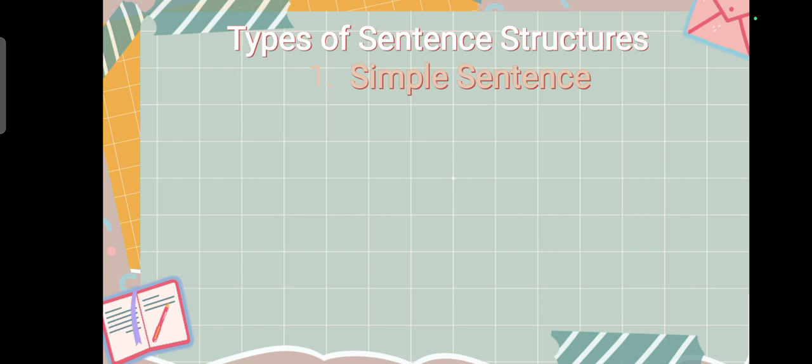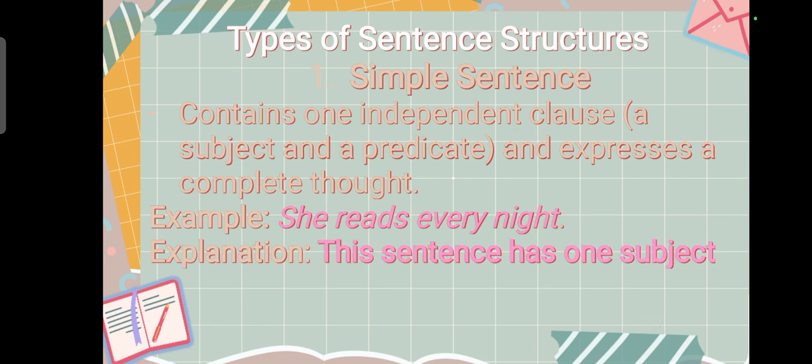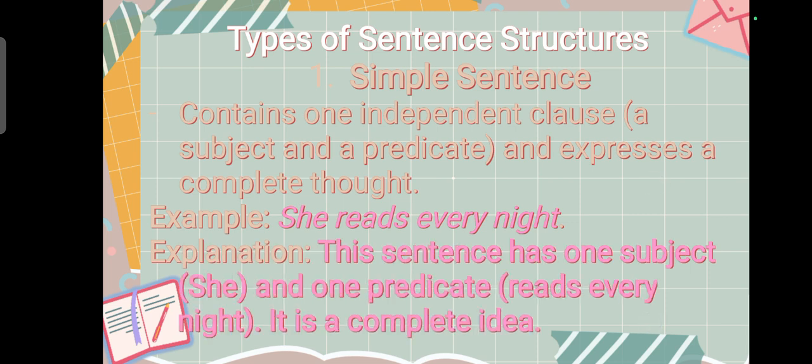Okay, so what is a simple sentence? It contains one independent clause, or a subject and a predicate, and expresses a complete thought. So when we say independent clause, it can stand alone because it does express a complete idea or a complete thought. So we have there an example. She reads every night. So this sentence has one subject, which is she, and one predicate, which is reads every night. And it does express a complete idea.